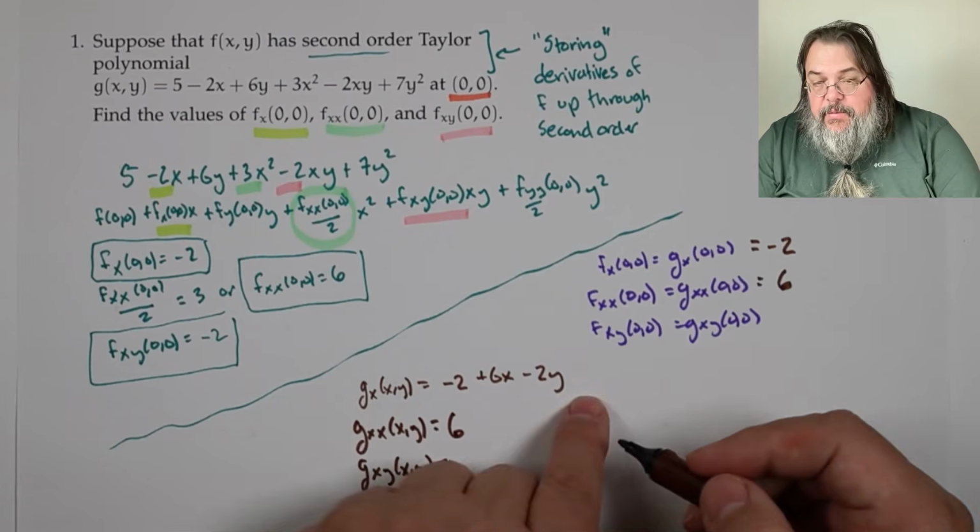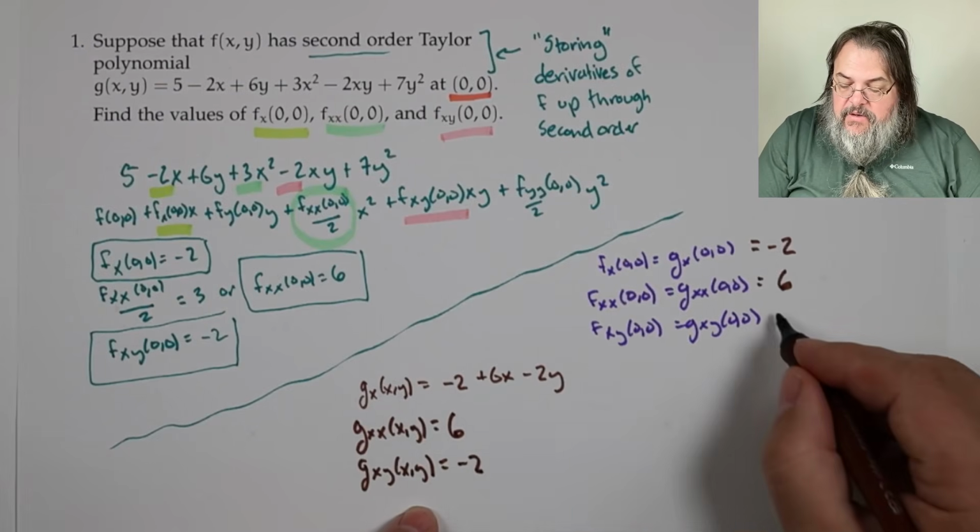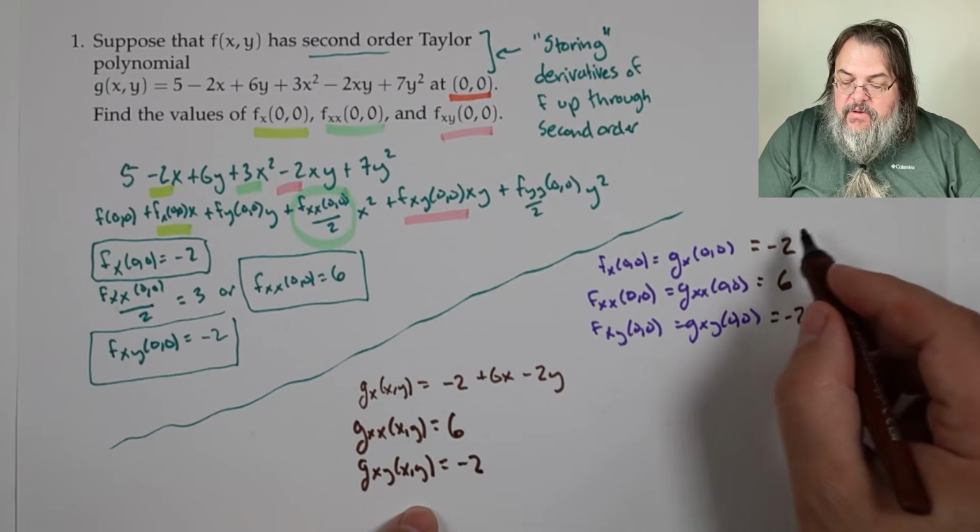Well, take the derivative of this with respect to y. What do we get? Negative 2. Plug in 0, 0, we get negative 2.